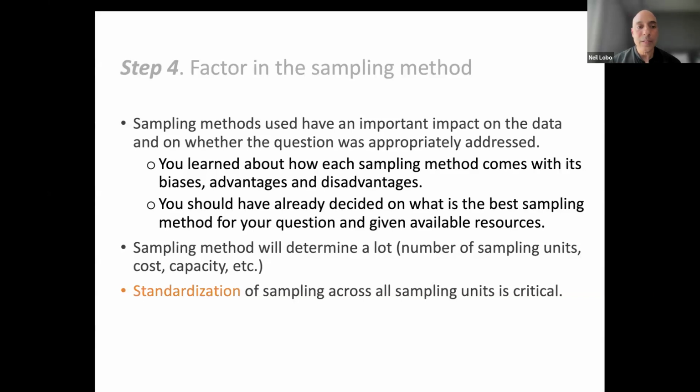We went through this earlier on yesterday about the pros and cons, the biases, advantages, and disadvantages of each sampling method. By now, you should have already selected your sampling method, so we will not go over that again. Your sampling method actually will decide a lot of things. For example, if you're doing human landing catches, you're going to have to figure out how much they cost, how many people you can hire.